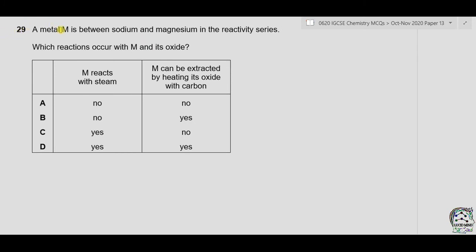Question 29. A metal M is between sodium and magnesium in the reactivity series. Which reaction occurs with M and its oxide? Let's first draw the reactivity series from sodium to magnesium. We have potassium, sodium, calcium, and magnesium. Then we also have aluminum, and these are more reactive than carbon. You should also know that reactivity decreases down the series.